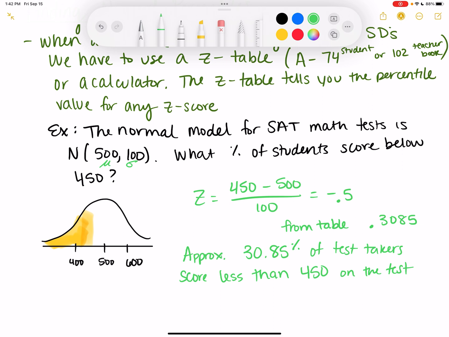And then there's a positive table as well. But like I said, yours is on a different page than mine, but the positive one is done the same way.